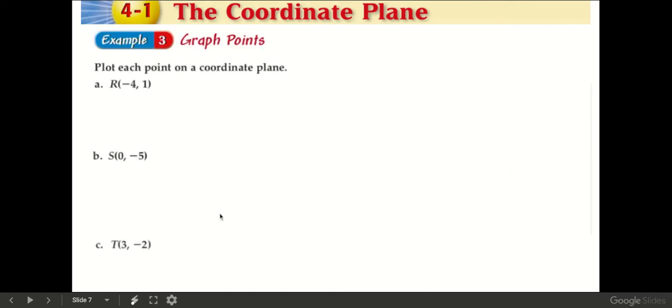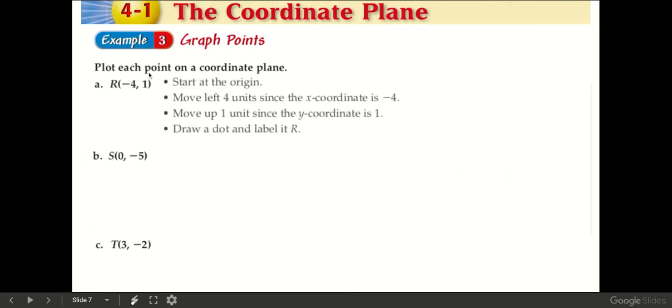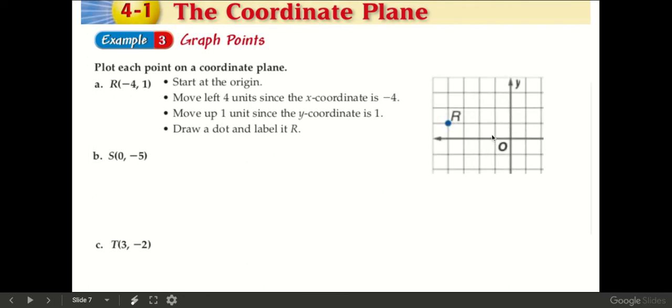So here I have 3 points that I'm asked to graph, right? I have point R, point S, and point T. For each one of the points, they give me the x and y coordinate. So if I was going to graph this one, I would start at the origin. I would move 4 units to the left because it's -4. And then I would move 1 unit up since the y coordinate is +1, and then draw a dot at R. So it would look something like this, right? 4 units left, 1 unit up.